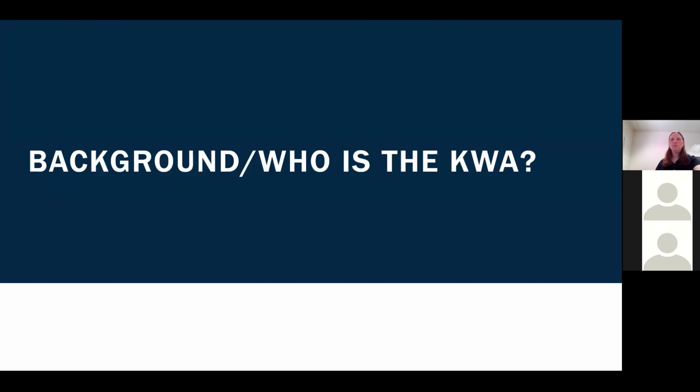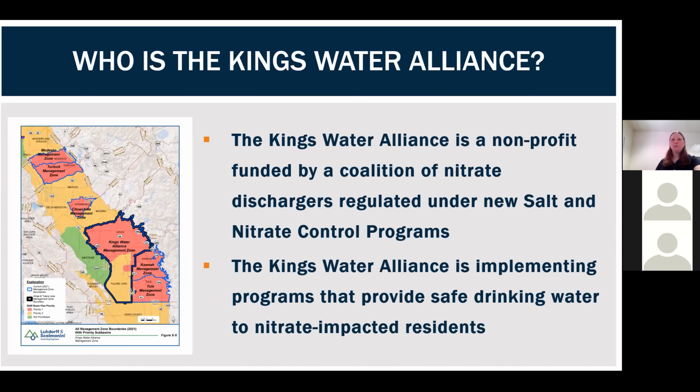So let's begin with a background of who is the Kings Water Alliance. Well, the Kings Water Alliance is a nonprofit public benefit corporation implementing the Central Valley-wide nitrate control program. The nonprofit was formed by local dischargers, including irrigated agriculture, dairy, confined bovine, poultry, food processors, wineries, and wastewater treatment facilities, to name just a few of the dischargers that are involved in this program.